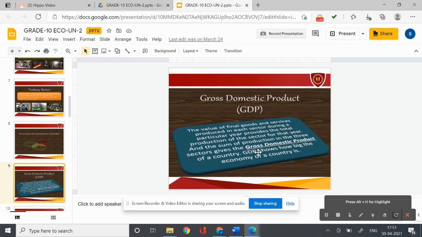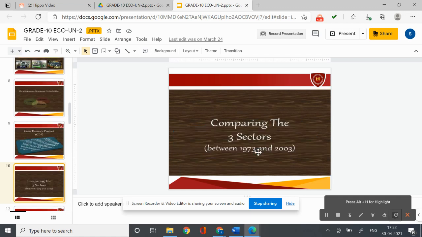Comparing the sectors, the value of final goods and services produced in each sector during a particular year provides the total production of the sector for that year. The sum of production in the three sectors gives the gross domestic product, or the GDP, of a country. What is GDP? GDP is the value of all the final goods and services produced within a country during a particular year. It shows how big the economy is. In India, the task of measuring GDP is undertaken by the central government.